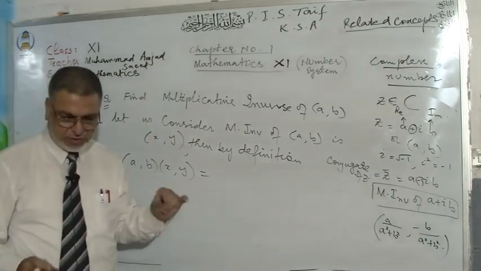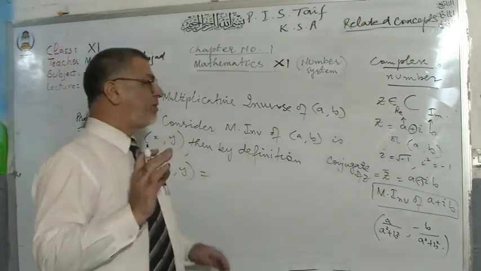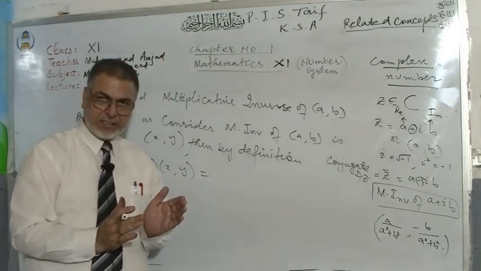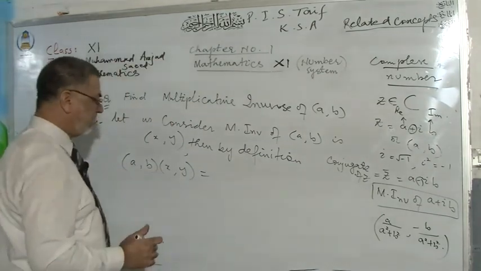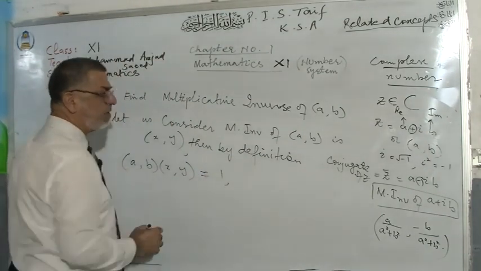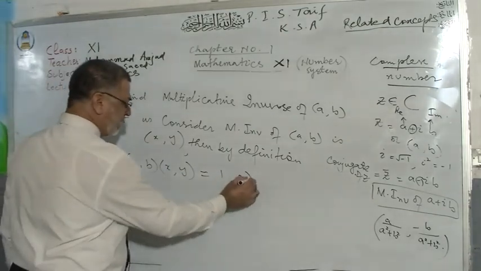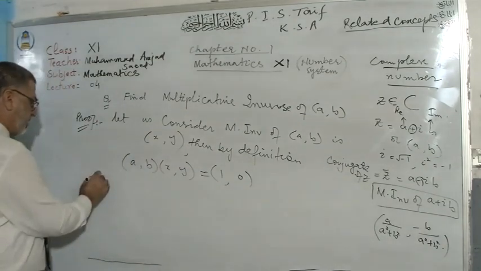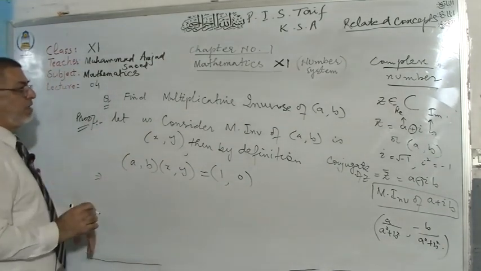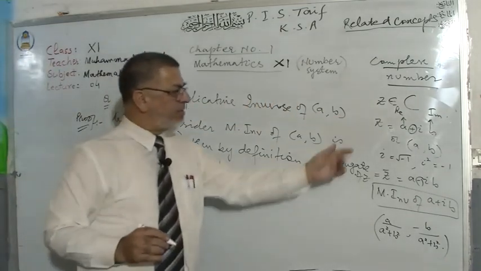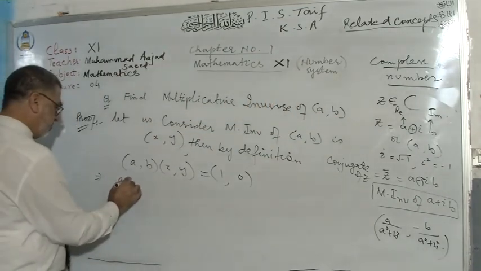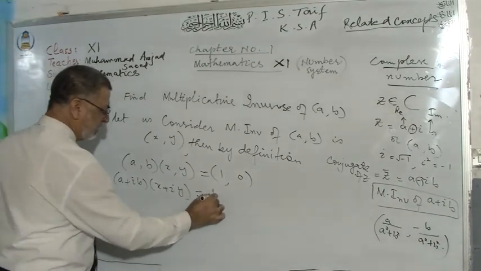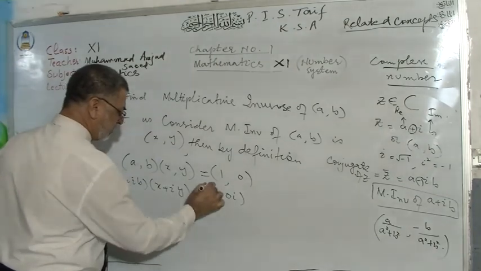Remember that I have told you before, whenever two multiplicative inverses are multiplied, you will get the multiplicative identity, that is 1. But in case of ordered pair, 1 can be written as (1, 0) because the imaginary part is 0. So you can convert them into the proper shape of the complex number: (a plus iota b)(x plus iota y) = 1 plus iota 0.